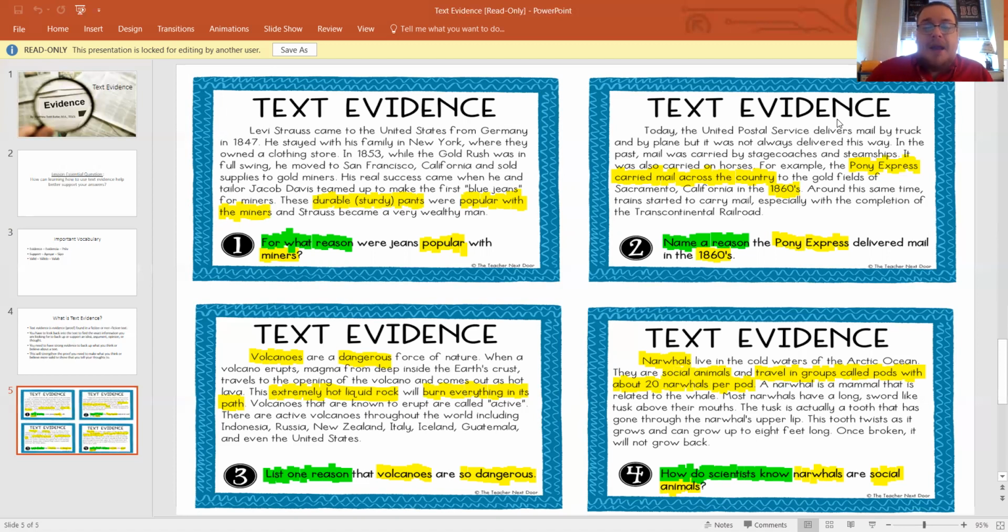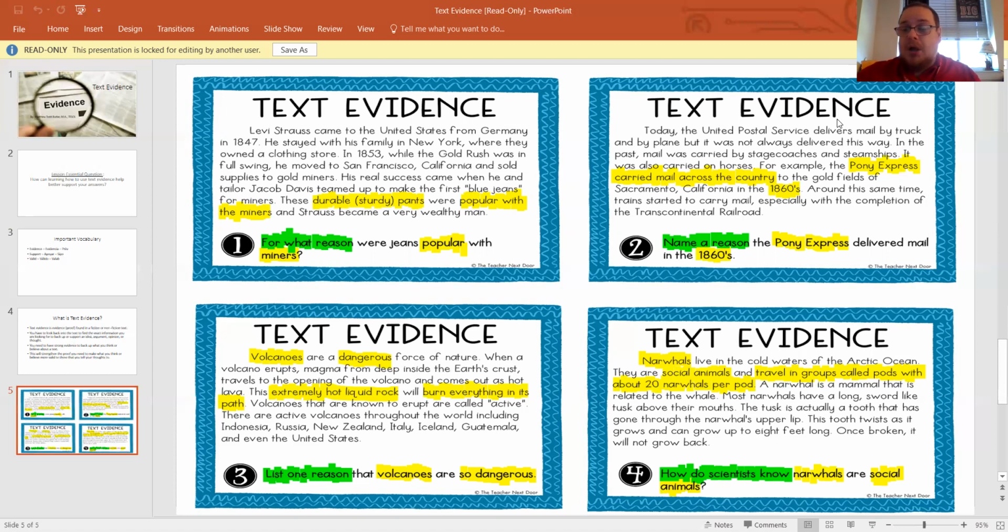So somewhere in the paragraph, it doesn't necessarily mean that it's right near where it is. Not always. It can be, but somewhere in that paragraph is your answer. So where it says hot, extremely hot liquid rock, burn everything in its path. That's why they're dangerous. Okay? Those are your 2 evidences as to why it's dangerous. That's why I highlighted them in yellow.